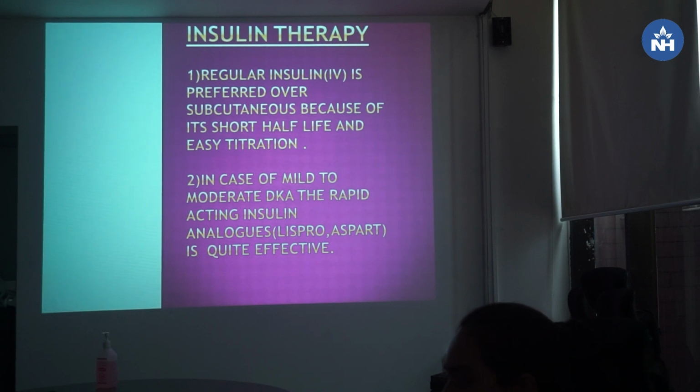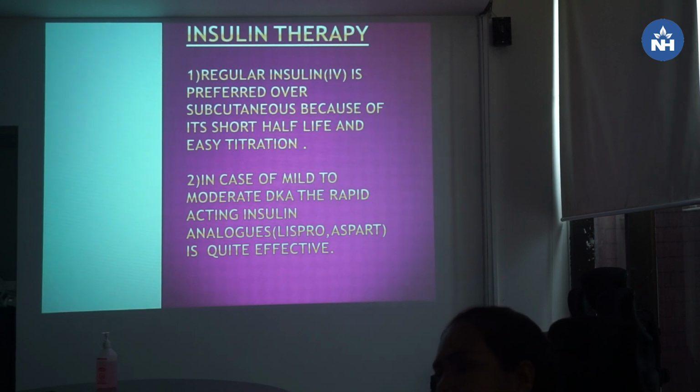So, what's the half-life of regular insulin given IV? Regular insulin IV is preferred over subcut because of the half-life. So, what's the half-life of regular insulin intravenous? No idea. No, sir. It's only 2 to 3 minutes.